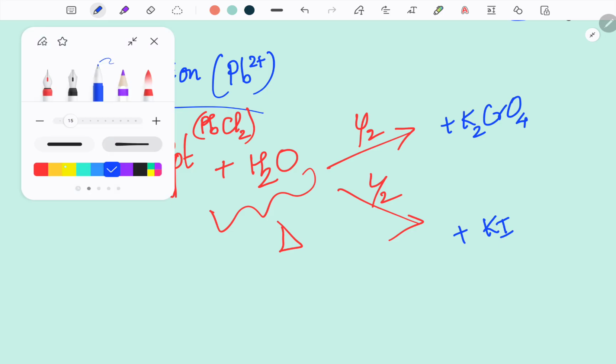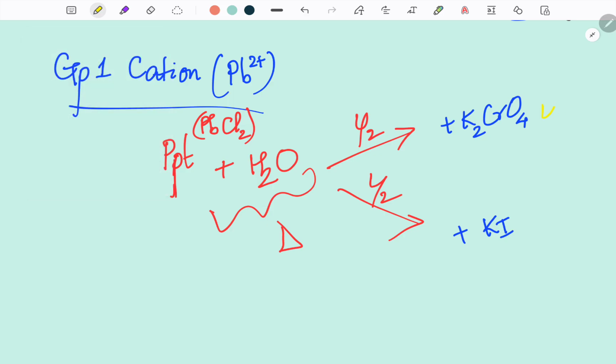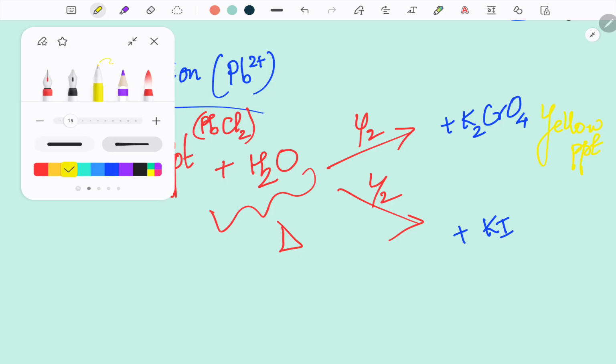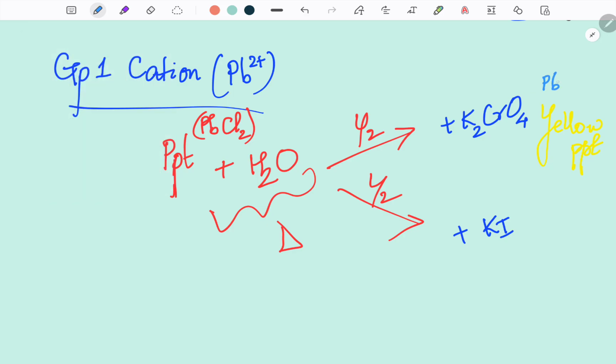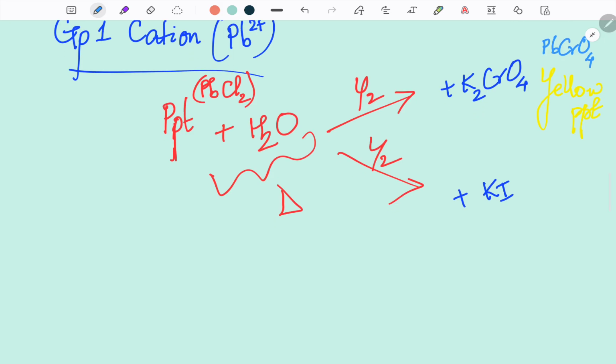Now for the potassium chromate test, if you are getting a yellow precipitate, that means lead ion is confirmed, and the precipitate that is formed is PbCrO4. PbCrO4 is lead chromate. Then the second confirmatory test is adding KI to the precipitate dissolved in water.